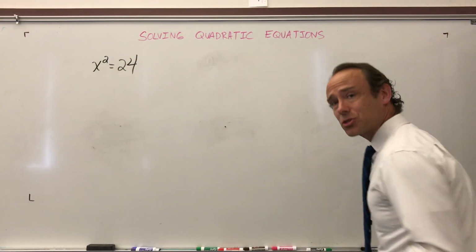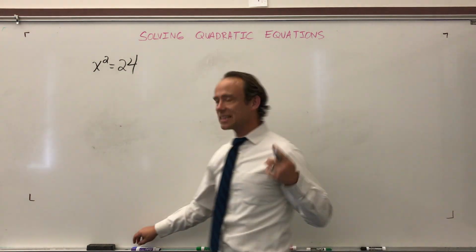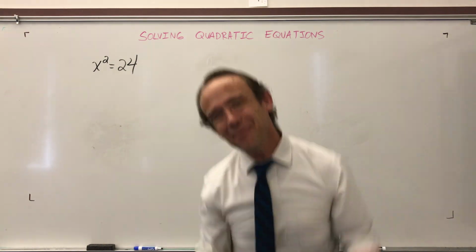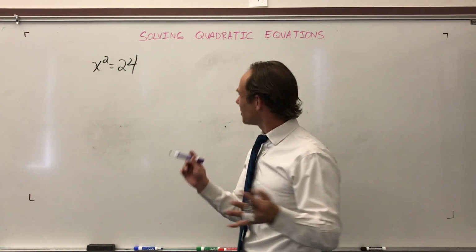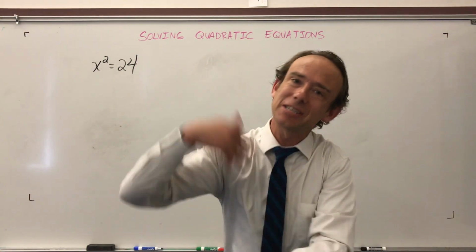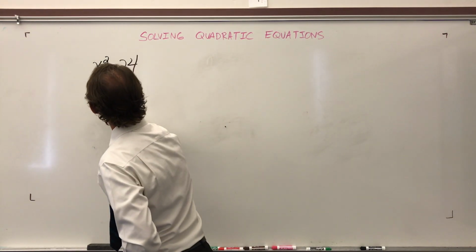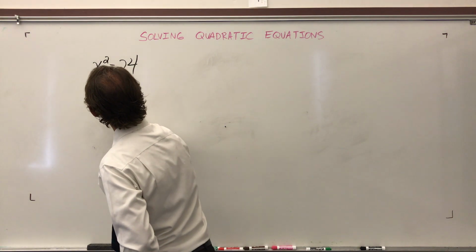X squared is equal to 24. All right, again, level 1, something squared is equal to 24. It's got to be close to 5, right? Because 5 times 5 is 25. But we have a square, and we know the area of the square.